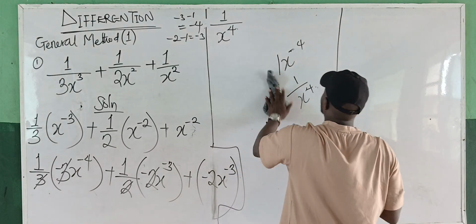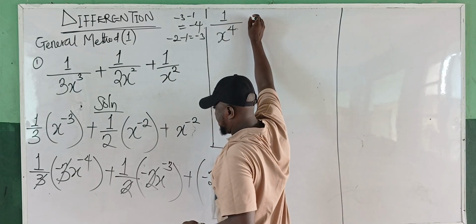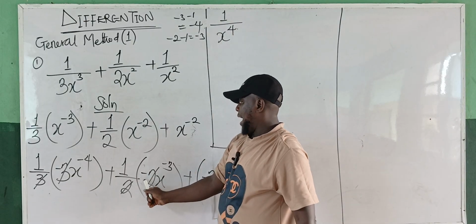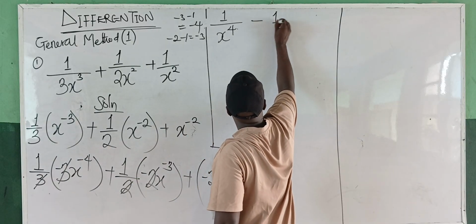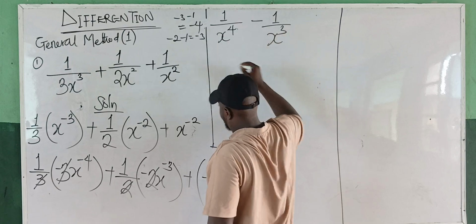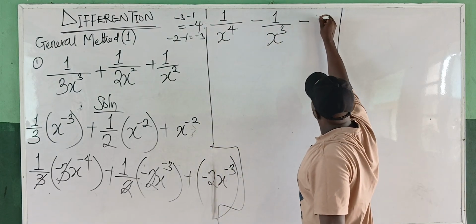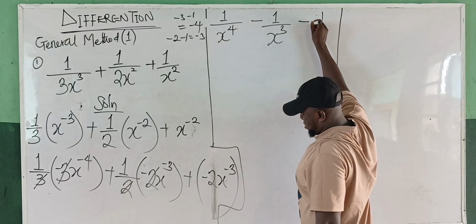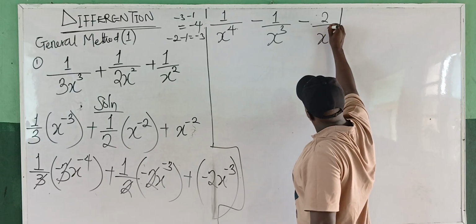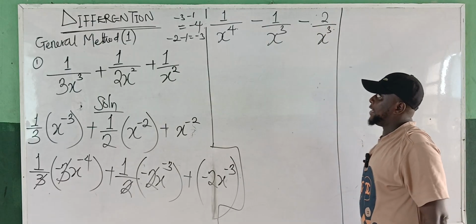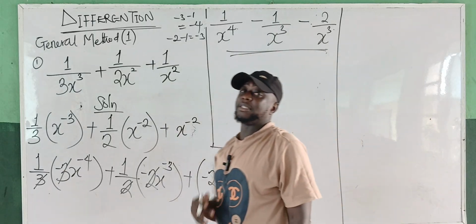So from this point, the minus affects this one, so I'm going to have minus 1 over x raised to the power of 3. This minus also affects this one, so I'm going to have minus 2 all over x raised to the power of 3. So this is what I'm having here. This is how you differentiate this using the general method.